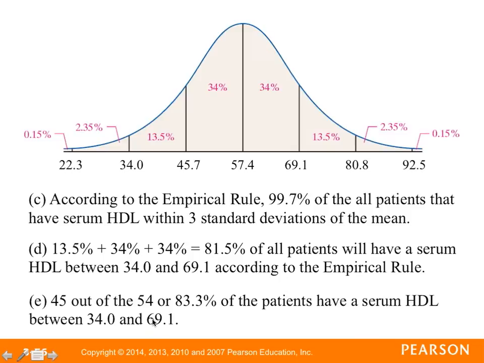Now, let's see, what is this one asking? Oh, okay, so this is asking how many out of the 54 are going to have that. In order to calculate that, we look back at the original data and count, and we see that 45 out of our 54 patients had a serum HDL cholesterol reading between 34 and 69.1, which is 83.3%. That's pretty darn close to our 81.5% that we predicted.